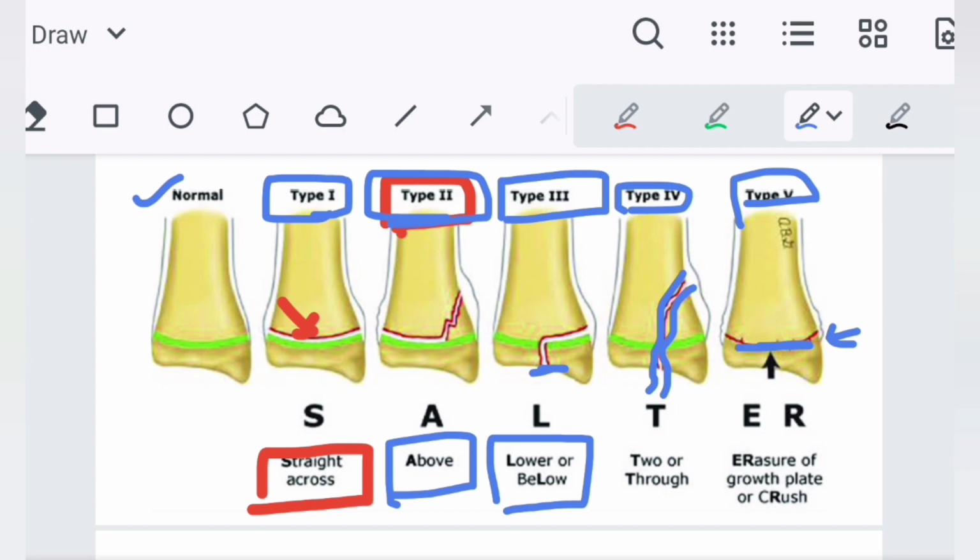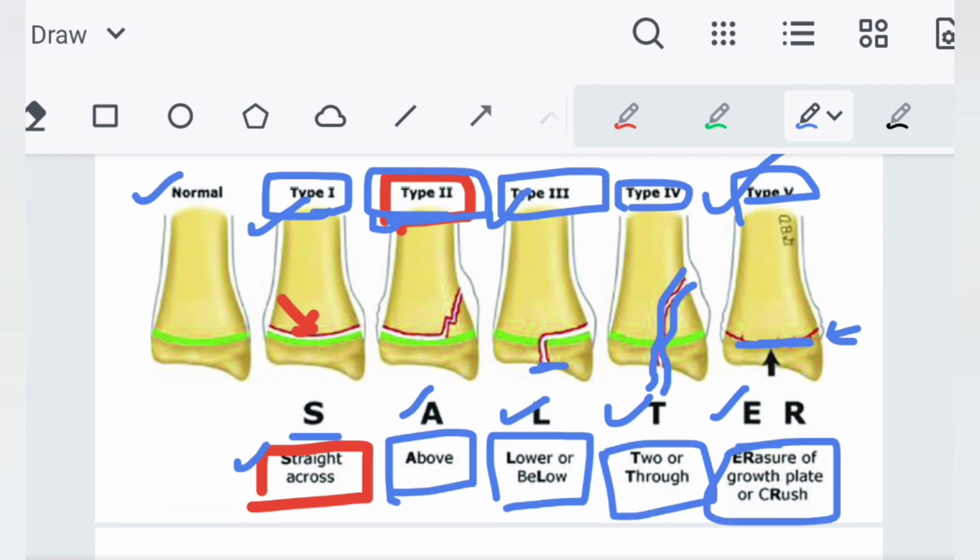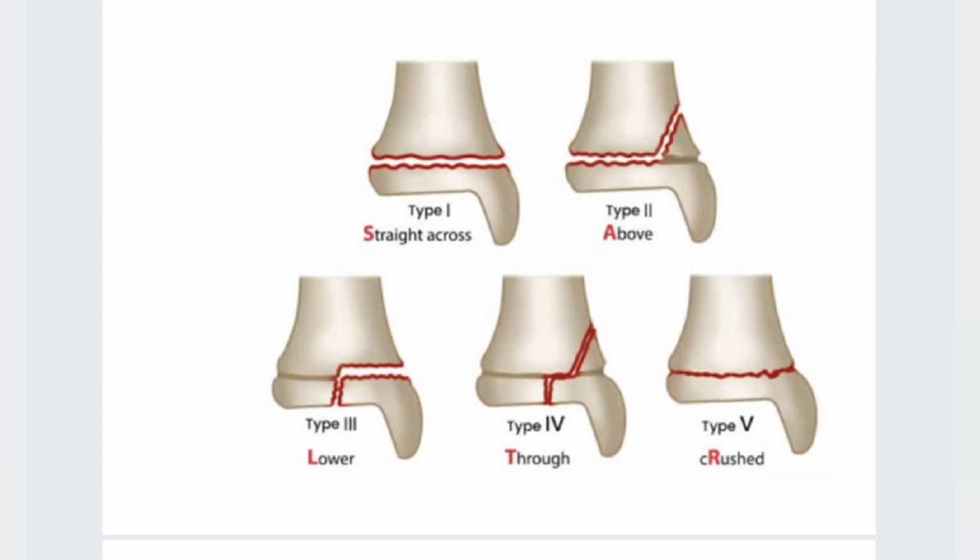So the mnemonic is Salter. S for straight across, that is type 1. A for type 2, that is above the growth plate. L is lower the growth plate, that is type 3. T is through or two pieces, that is in type 4. And ER stands for erasure of growth plate or the crush injury to the growth plate, which is seen in type 5. Okay, so let's revise it again.